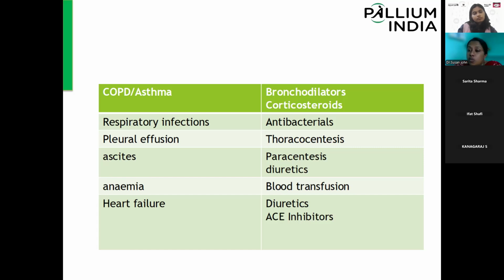Anemia: if the patient with anemia is presenting with breathlessness, and you find features of anemia, you have to give a blood transfusion to correct the anemia. And for non-cancer causes of breathlessness like heart failure, you have to give some diuretics and ACE inhibitors. So that is also very important. So these are some correctable causes.